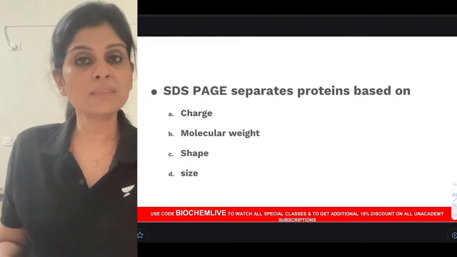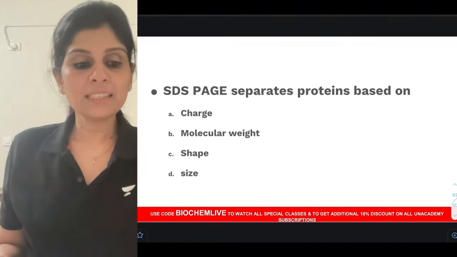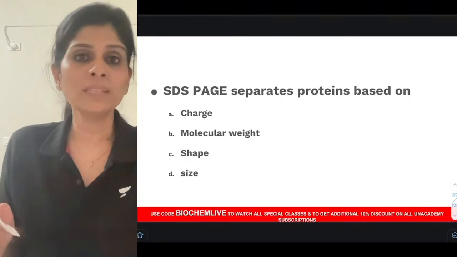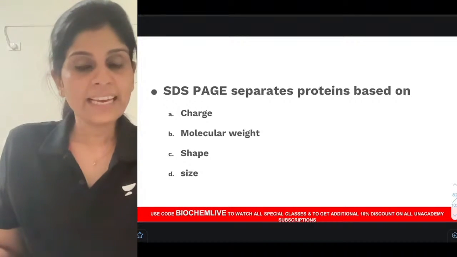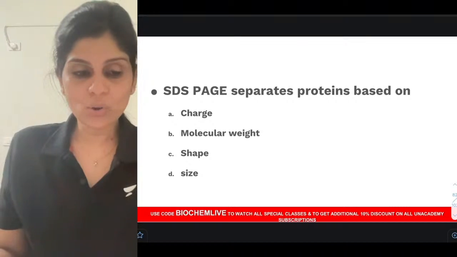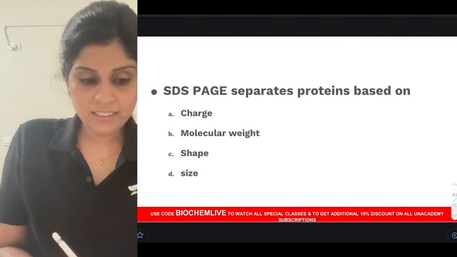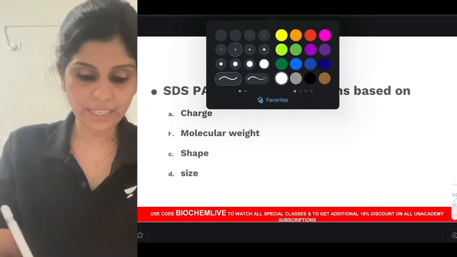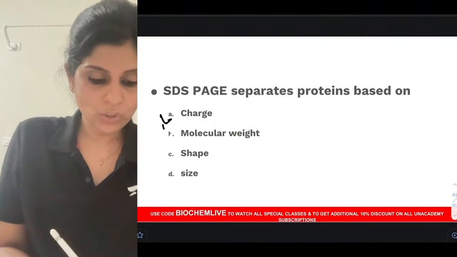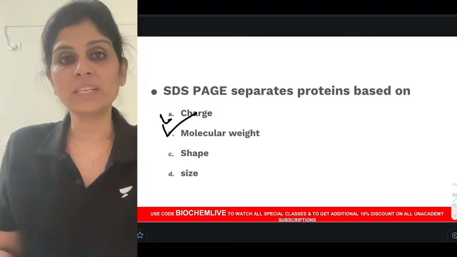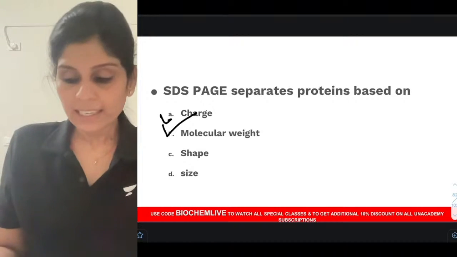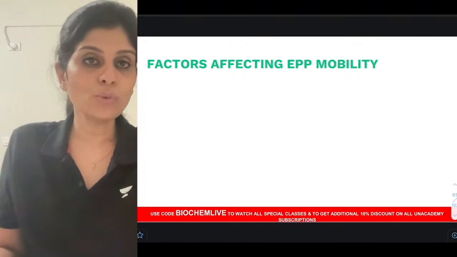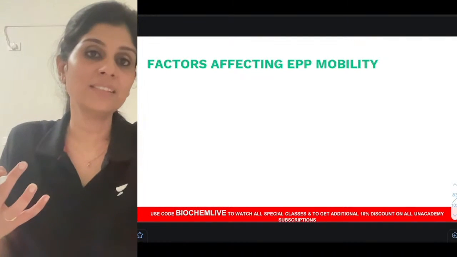Now about SDS-PAGE. SDS-PAGE separates proteins based on what? Any idea? This has been asked so many times in INI-CET. SDS-PAGE separates proteins based on what? The answer is molecular weight. Okay, good, Saurabh. Yes, it separates proteins based on molecular weight. Why is it so? It is because SDS, or sodium dodecyl sulfonate, has a characteristic feature.